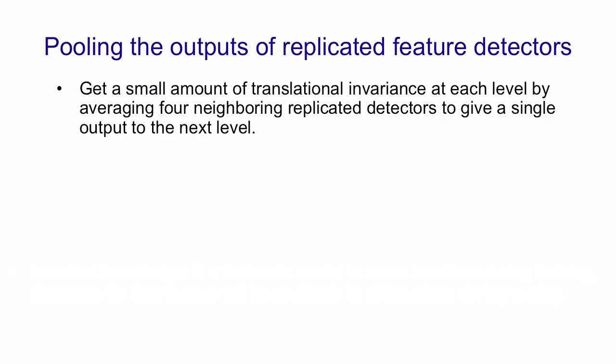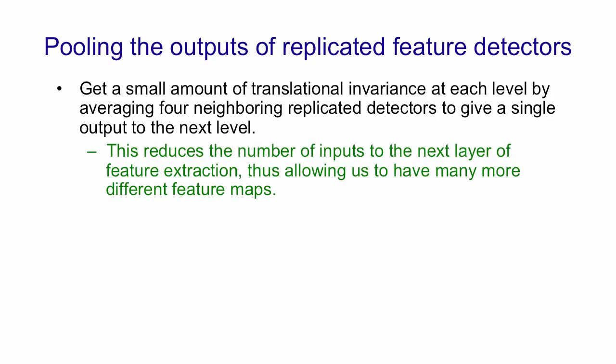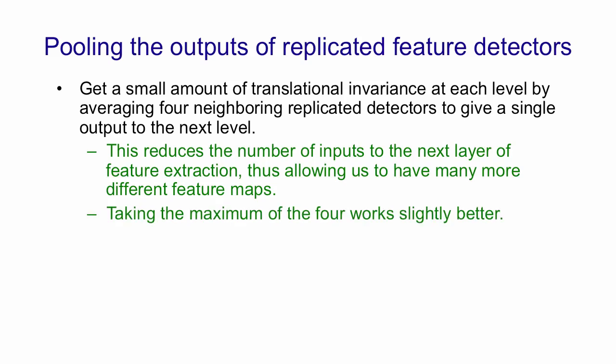If you want to achieve some invariance in the activities, what you need to do is pool the outputs of replicated feature detectors. So you can get a small amount of translational invariance at each level of a deep net by averaging 4 neighbouring replicated detectors. One advantage of this is that it reduces the number of inputs to the next layer so that we can have more different maps, allowing us to learn more different kinds of features in the next layer. It actually works slightly better to take the maximum of 4 neighbouring feature detectors rather than an average.